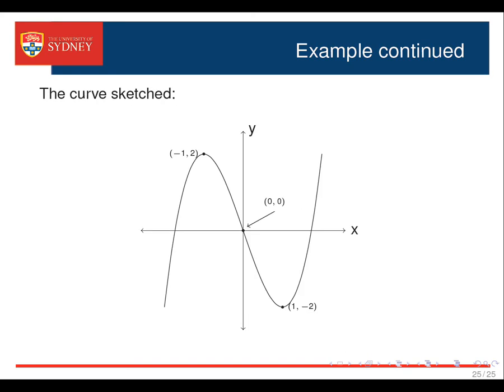Now to sketch the curve y equals x cubed minus 3x, plot the stationary points, and use your knowledge of the concavity of the curve determined from the second derivative to draw the curve. The resulting curve will look like what you see on this slide.